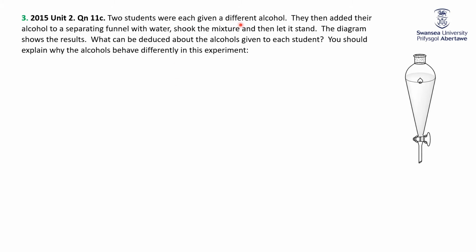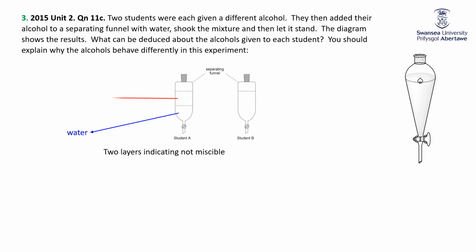2 students each given an alcohol. They added the alcohol to a separating funnel with water. This is what a separating funnel really looks like. The pictures that I'll show you in a minute, pretty ugly. Shook the mixture, let it stand. Here's the diagram. So here's the ugly separating funnel for student A, ugly separating funnel for student B. Student A has 2 beautiful layers indicating the alcohol is not miscible. Water will be the lower layer, alcohol will be the top layer. On the other hand, student B has only 1 layer, indicating that the alcohol and the water are miscible.